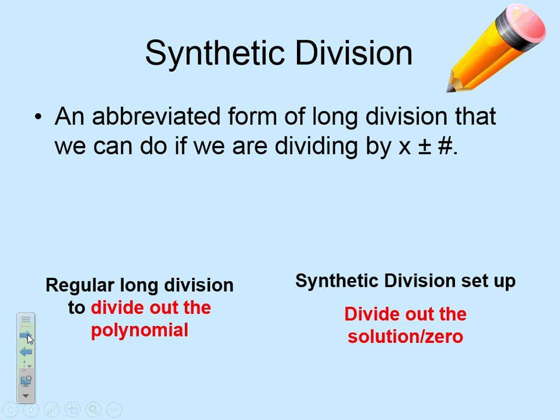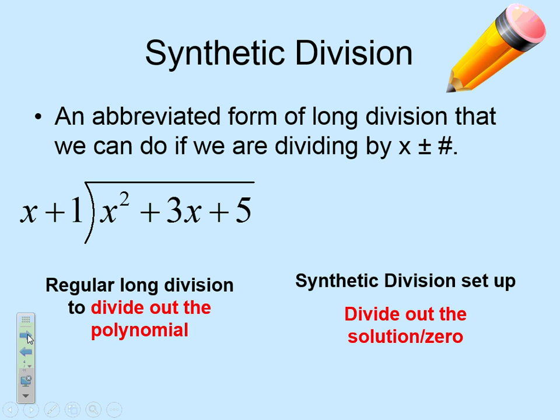So this I need you to write down. We are going to use synthetic division. It's an abbreviation from a long division that we can use if we are dividing x plus or minus a number. Okay? Now, this is a form it would look like as if we were doing long division. We were dividing out a polynomial. We are going to use synthetic division setup.